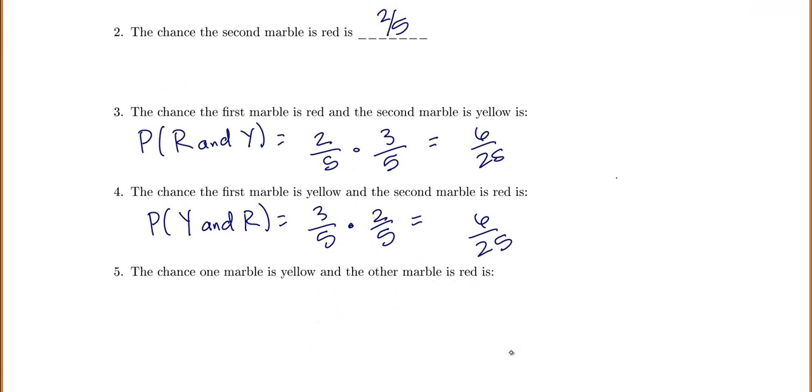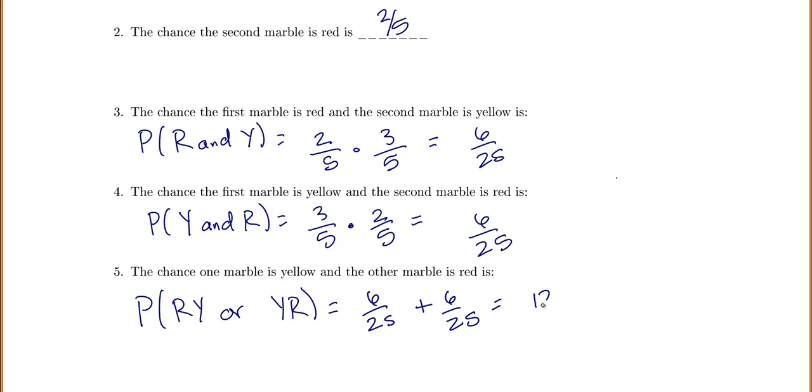So the chance that one marble is red and the other marble is yellow is going to be what? Now we don't care about the order, so we're interested in red, yellow, or yellow, red. So we have to add those two probabilities. So 6 out of 25 plus 6 out of 25 gives me 12 out of 25.